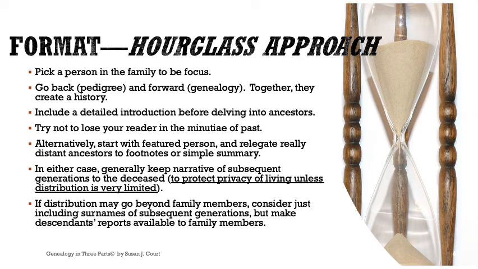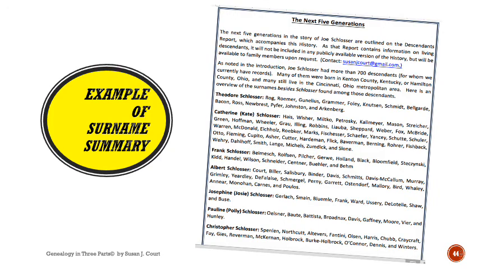If the distribution may go beyond family members, consider just including surnames of subsequent generations, but make descendants reports available to family members. Here is an example of a surname summary.